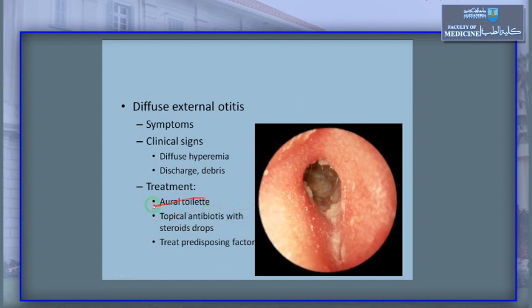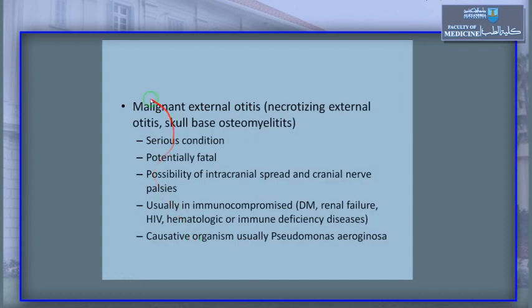How to treat it? Of course, we need to address the predisposing factor. We need to do repeated aural toilet. Aural toilet means we are cleaning the debris inside the canal repeatedly, either by suction or by mopping. We apply topical treatment, topical antibiotics with steroids in the form of ear drops. And again, we cannot emphasize more on the treatment of predisposing factors to prevent recurrence and to guarantee rapid recovery.